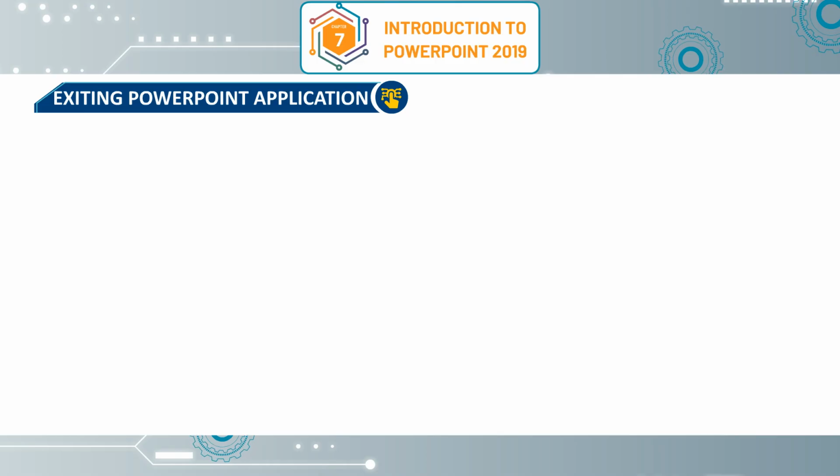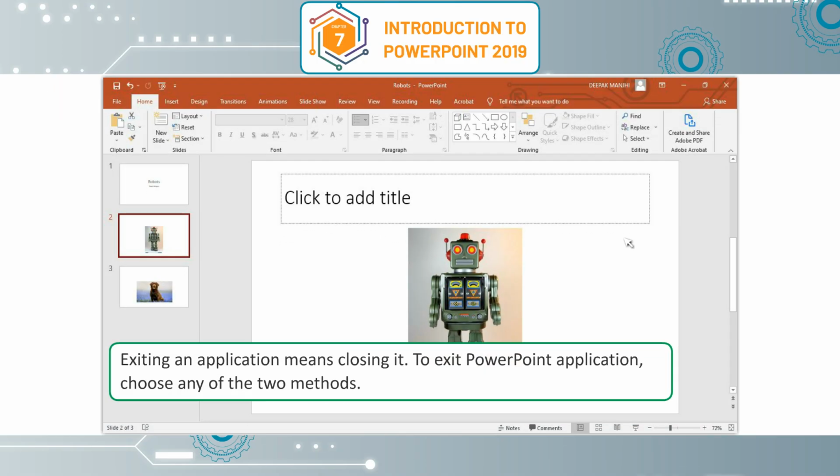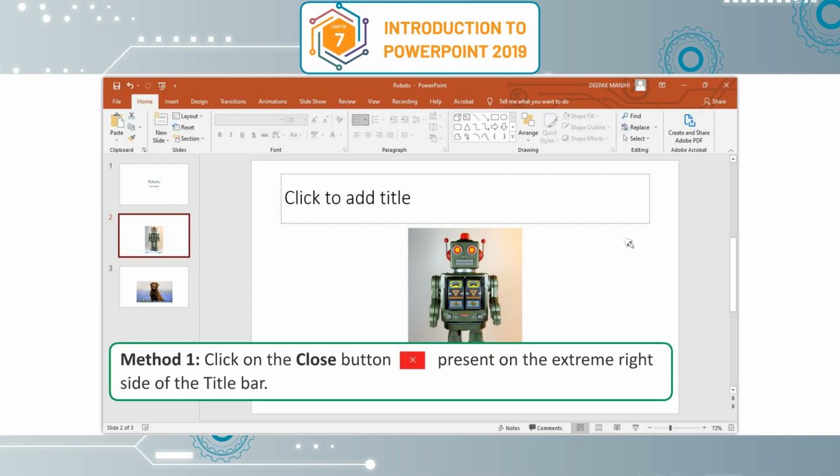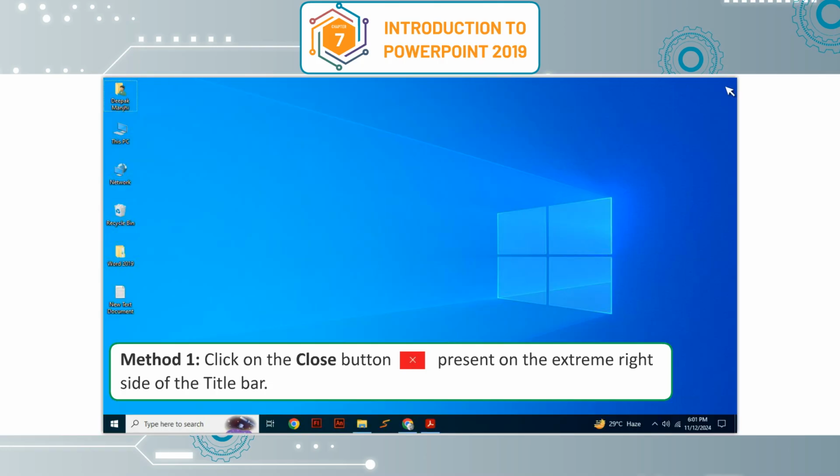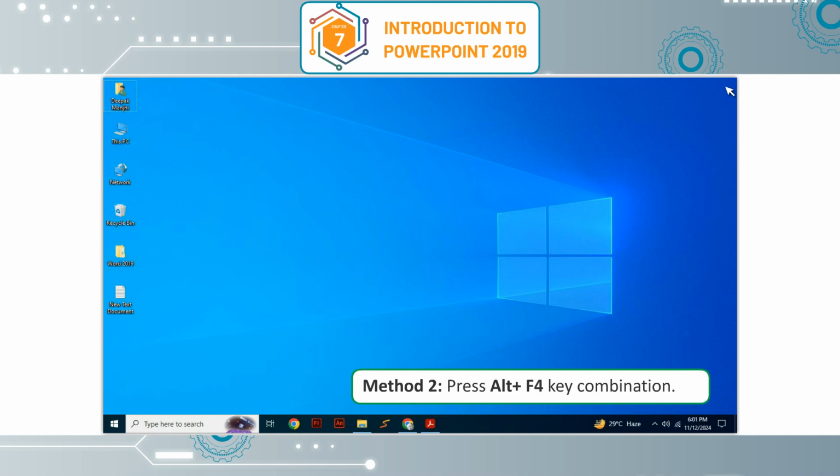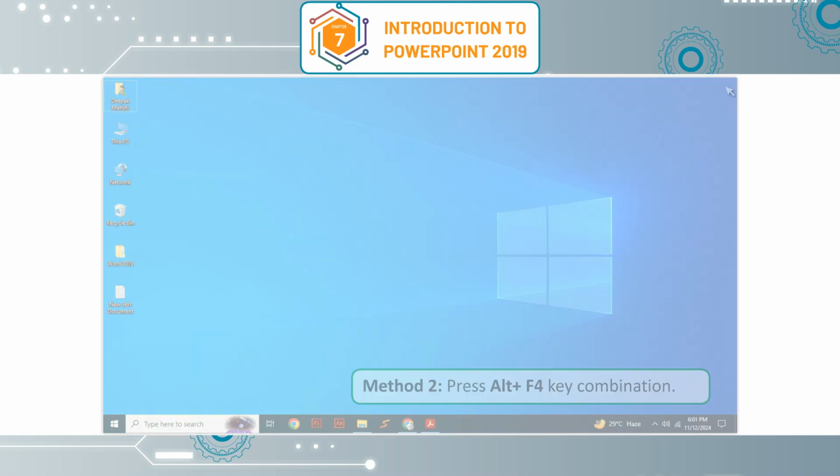Exiting PowerPoint application. Exiting an application means closing it. To exit PowerPoint application, choose any of the two methods. Method 1. Click on the Close button present on the extreme right side of the title bar. Method 2. Press Alt plus F4 key combination.